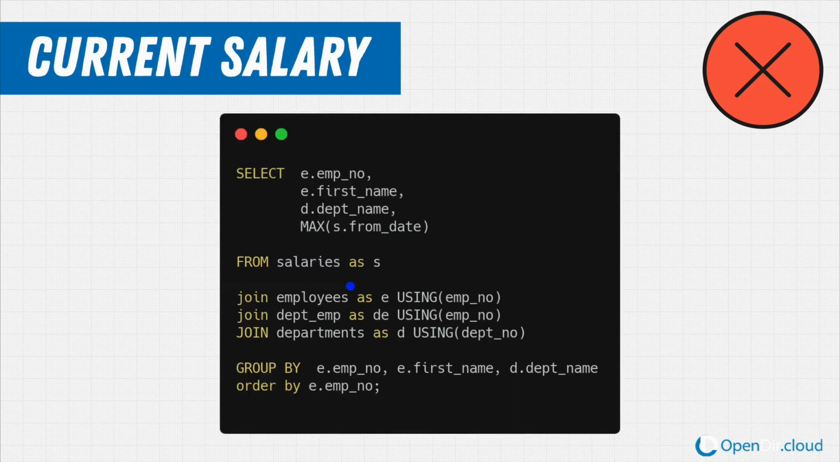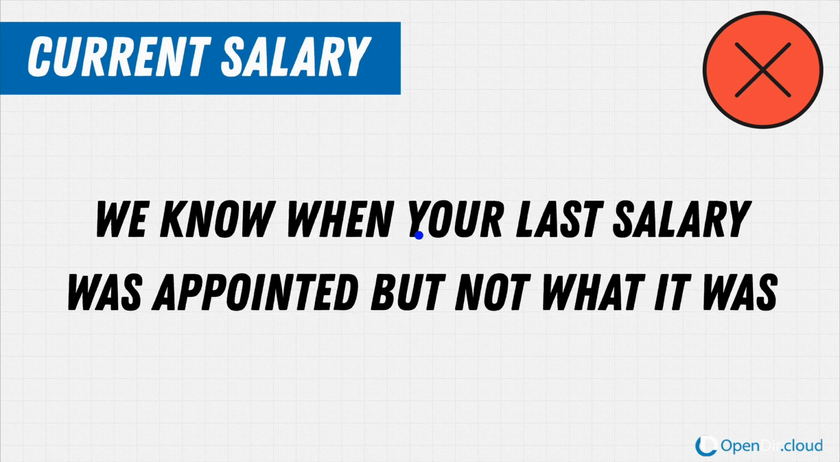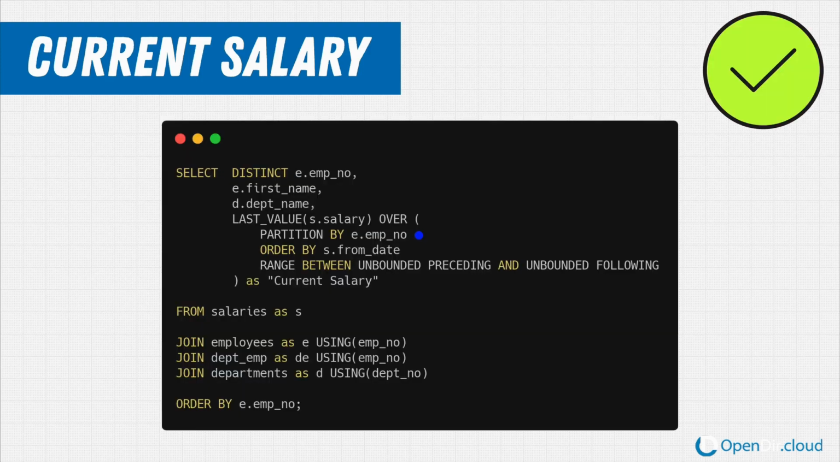And so then we said, okay, what if I get the max from date? If I get the max from date, I'll know when they got their most recent salary, right? Well, yes, we know when your last salary was appointed, but we don't know what it was. And so the entire purpose of this video is, how can we solve for this with window functions? How would we do that? How could we get the result through a window function? And so let's take a look at that.